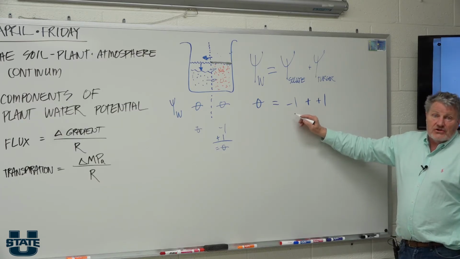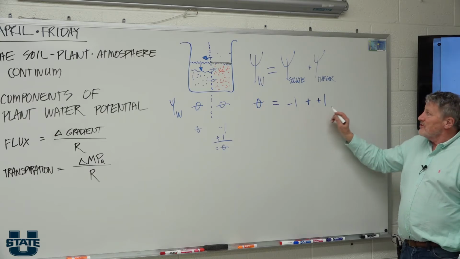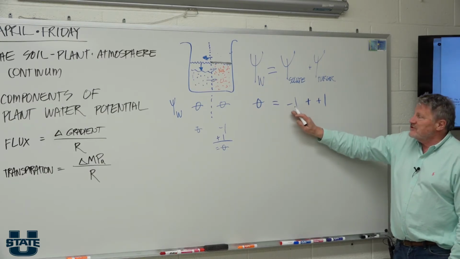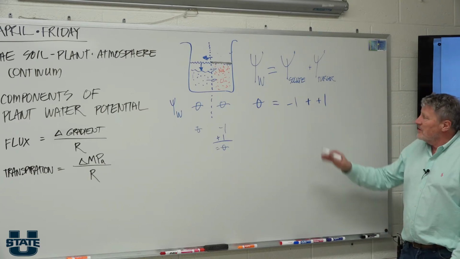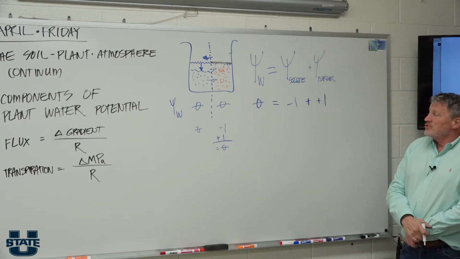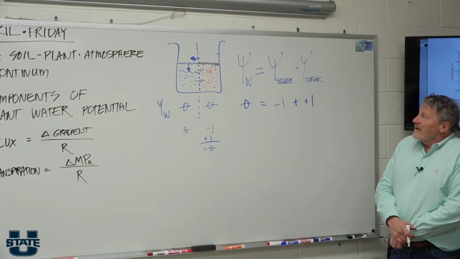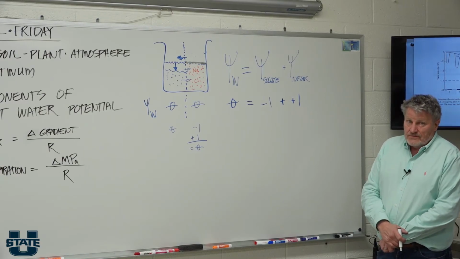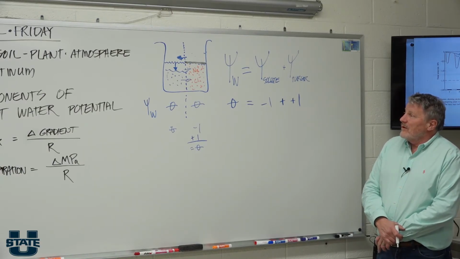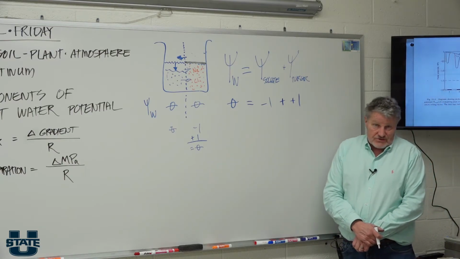So the bottom line is plants have to accumulate solutes so that they can have pressure. If plants didn't accumulate solutes, the whole system would be zero. There'd be no water movement, there'd be no turgor potential, they wouldn't grow. These are the first two components of this, and they're the two primary components in plants.